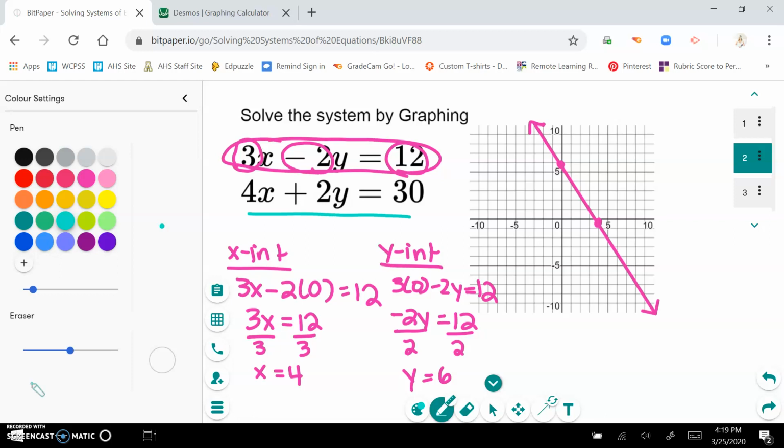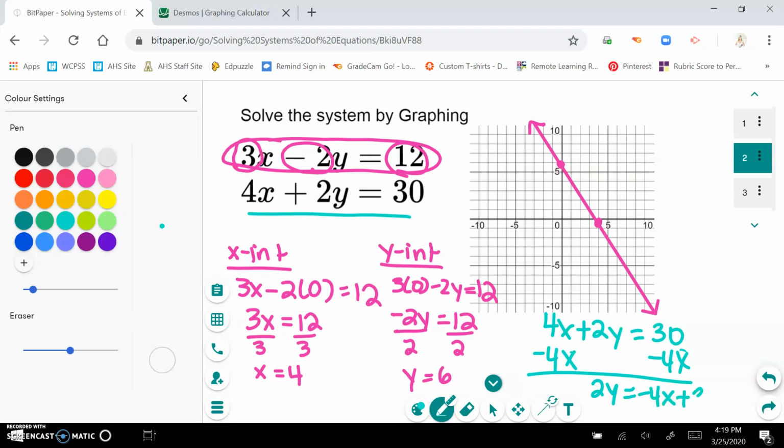For this line, I see that there really isn't an easy way to solve for x. I see the 4x and I see the 30, and they won't divide. So for this one, I'm going to simply solve for y. Remember to do that, you want to subtract 4x from both sides. I don't know where I got 2x from. So I get 2y is equal to -4x plus 30. Divide everything by 2, and y is equal to -2x plus 15.